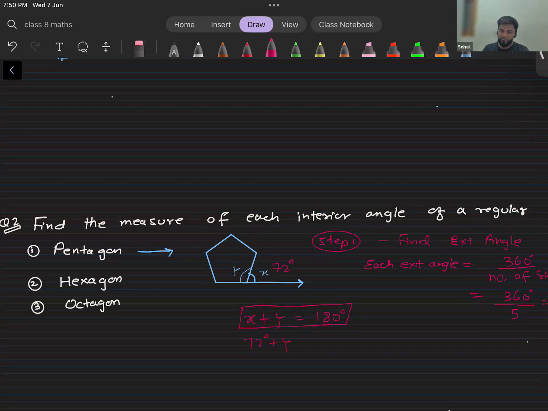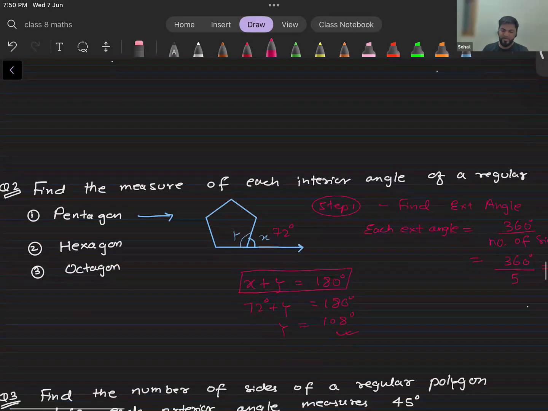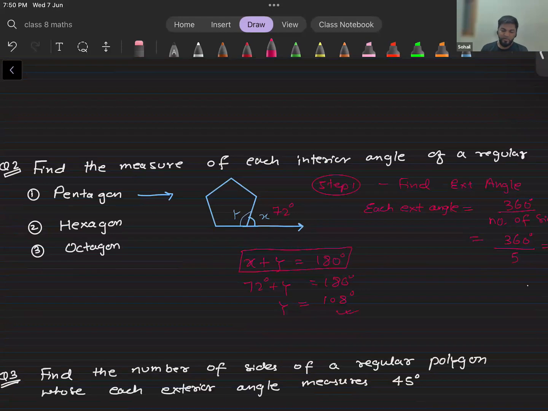72 plus y equals 180, and y here gives you 108 degree, right, guys? That is for pentagon. Okay, now for hexagon I got answer of Arhan. I got your answer. Fatima, Ahmed, you guys.